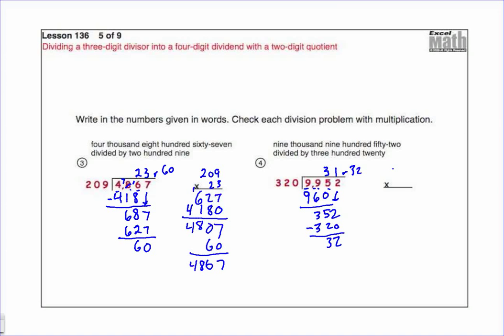I'm going to check it by doing 320 times 31. Well, obviously 320 times 1 is 320. Put down a placeholder 0, 2 times 3 is 6, 3 times 3 is 9, 9,600. Add these together, and then add your remainder. 9,952, just like you see right here. So it looks like you got it right.